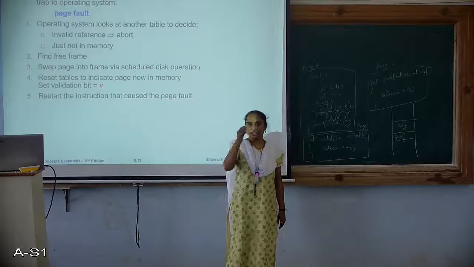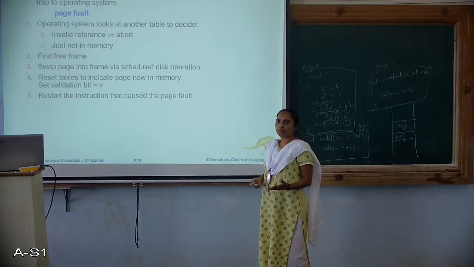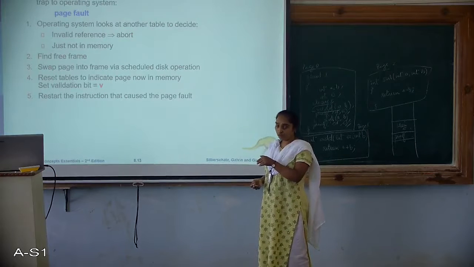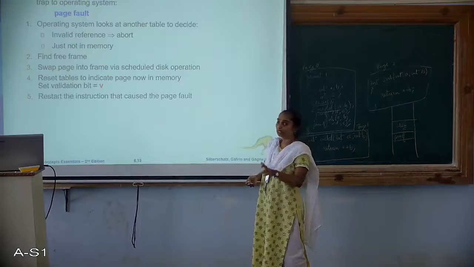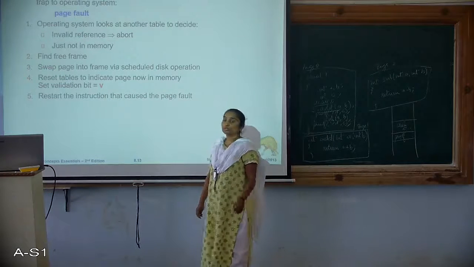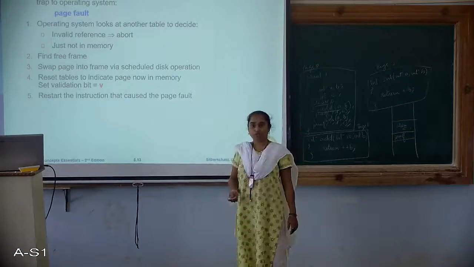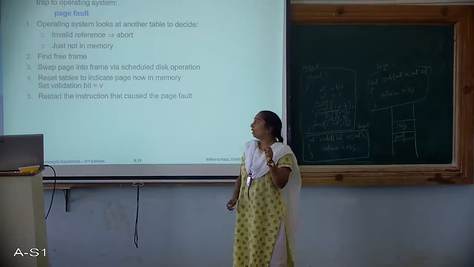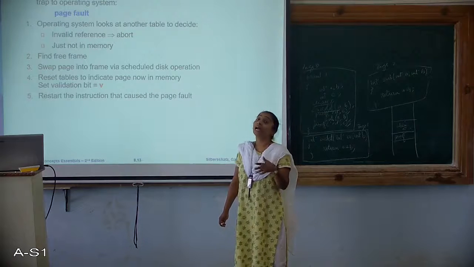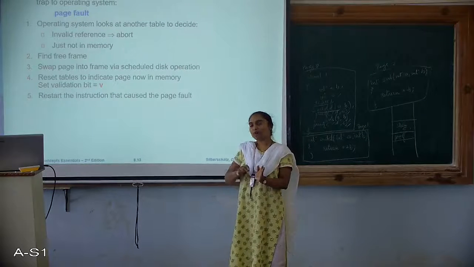Find a free frame. The first task it will do is find a free frame. If a free frame is available, it will allocate that frame to that page, or else it will see which page is not needed, remove that page from the main memory and make a frame free. Okay. So swap the page into the frame via a scheduled disk operation. For this swapping, getting the page from the secondary storage device to the main memory, it will generate an IO read statement.